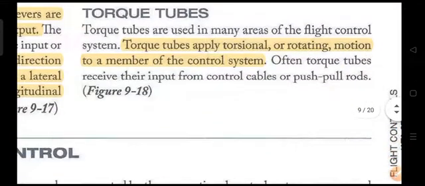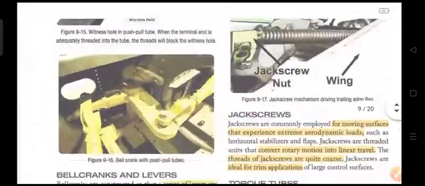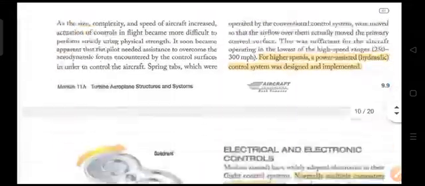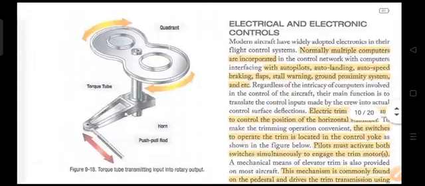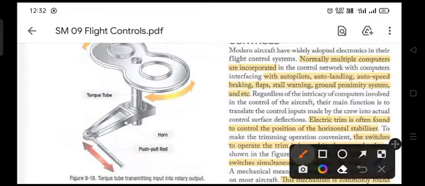Fine. Then we have torque tubes. Torque tubes are the ones which actually apply torsional or rotating motion to a member of the control system. We often see this type of torque tubes being used to control. See, where is the torque tubes diagram? I'll show you. See, this is the torque tube. What exactly is the torque tube over here in this diagram? This is the one.